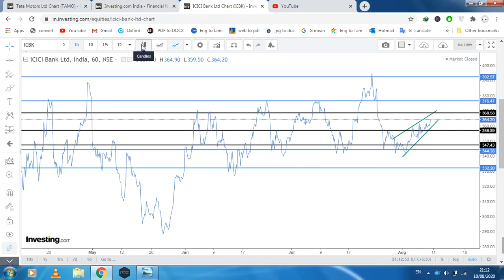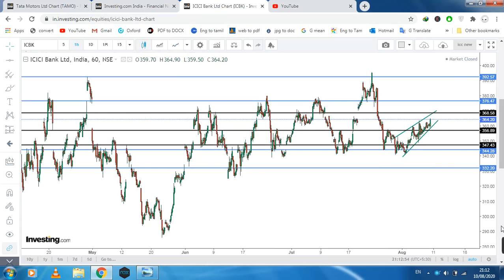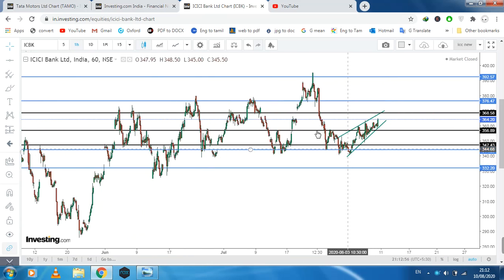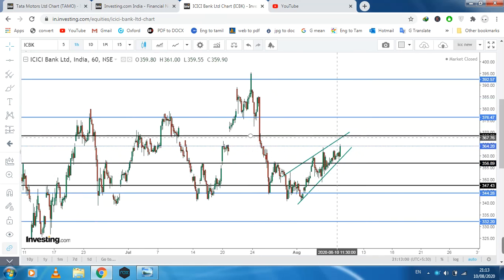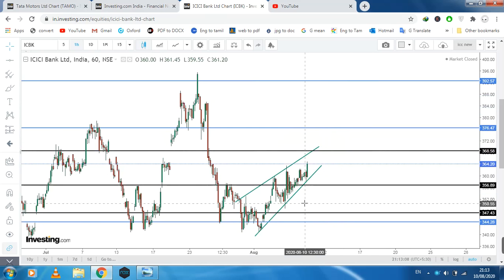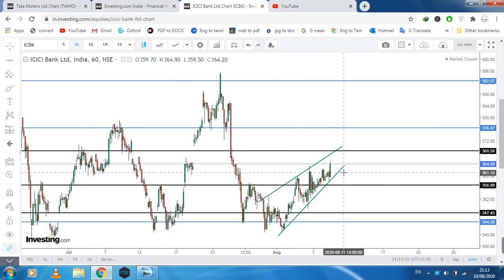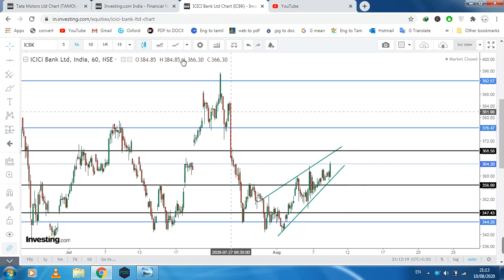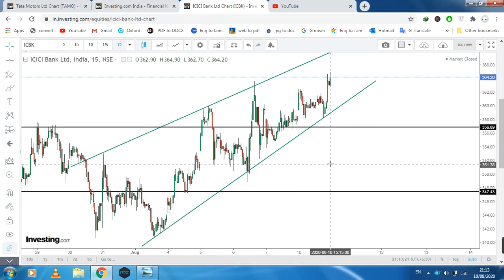So I need to change to the candlestick chart. These are good formations. What about this current market movement? Inside this current market movement, there is a good formation of a rising wedge. This is the pattern formation. But if you didn't get this pattern formation clearly, sometimes you need to go to the low time frame and you can check for the good pattern formation.